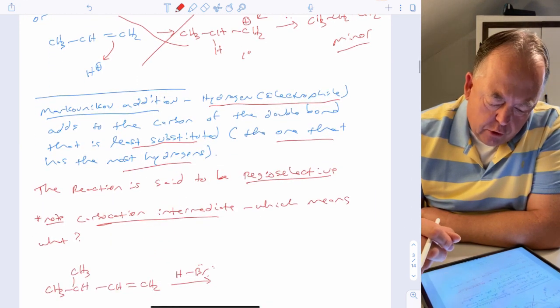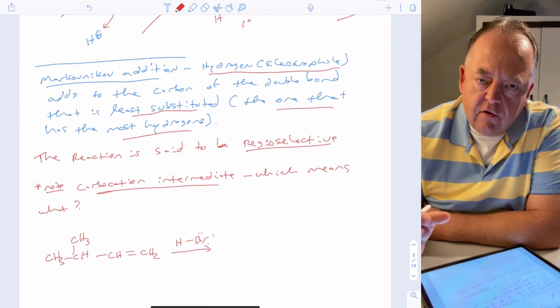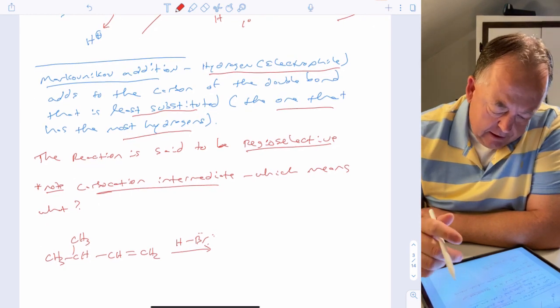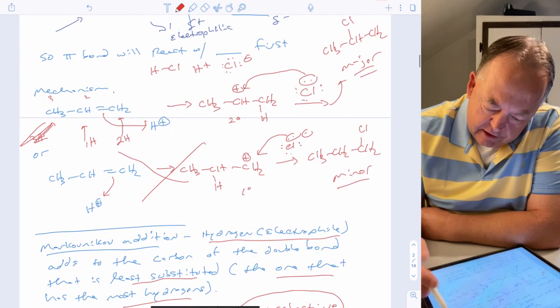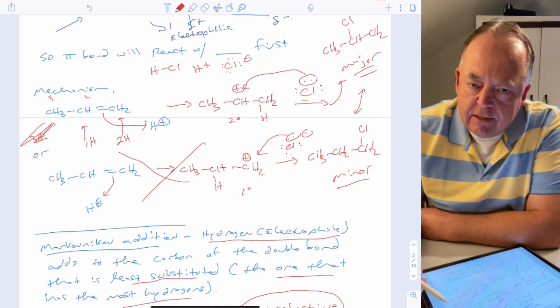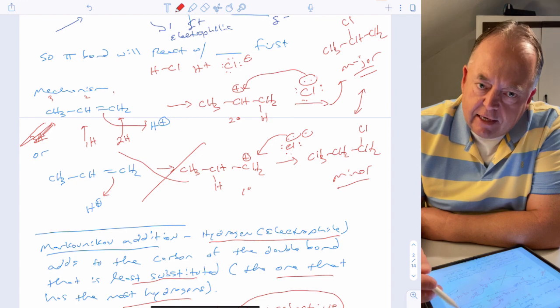So that would be one way that we characterize a lot of the reactions in this chapter, whether they follow Markovnikov or anti-Markovnikov addition. Further, this reaction is said to be regioselective because these two are what would be known as regioisomers, and it prefers one over the other, so it's selective in that sense.